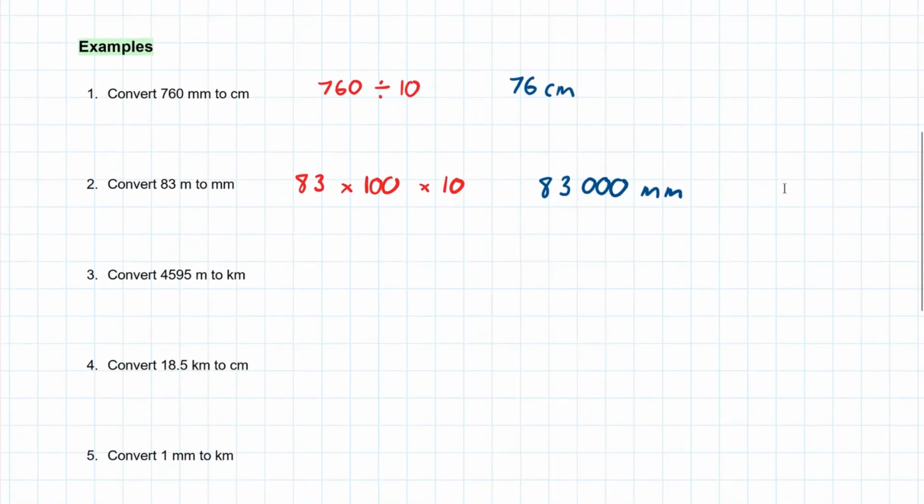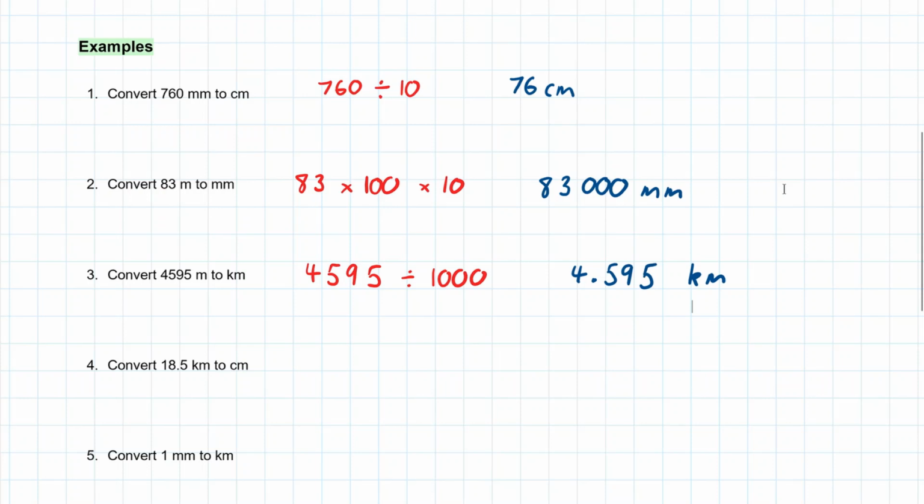Alright, so we're going to do 4,595. If we divide it by 1,000, it'll turn it into kilometers for us. Alright, so again, you can do this on your calculator. It should give you an answer of 4.595 kilometers. Okay.